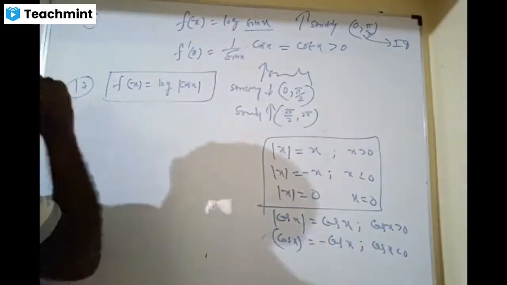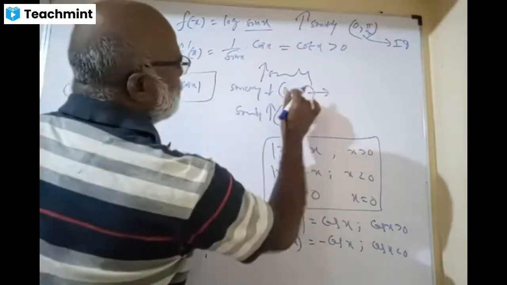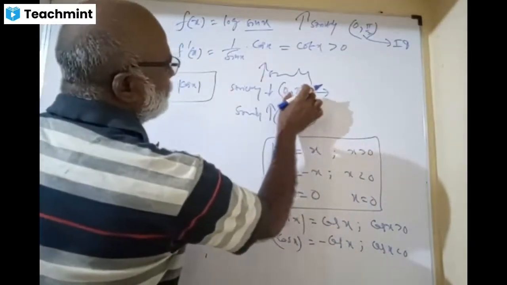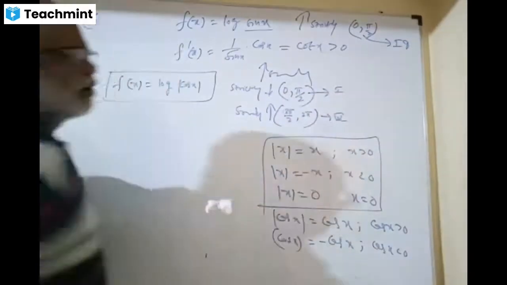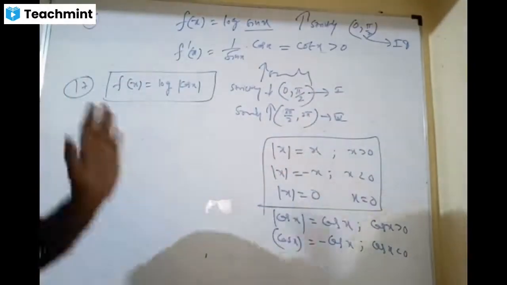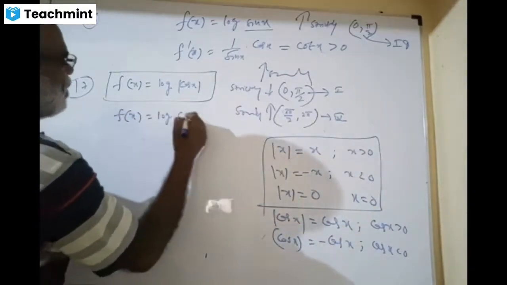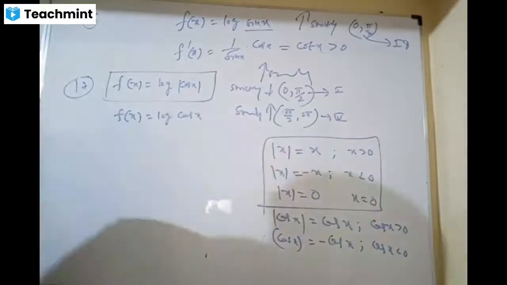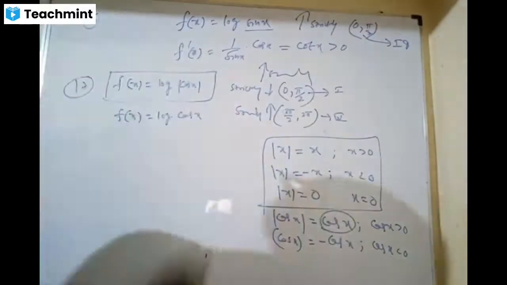Okay? Now, friends, when cos x is positive, here cos x is positive or not? 0 to pi by 2. Yes, sir. Fourth quadrant. This is fourth quadrant. In both the quadrants, it is positive. Therefore, f of x equal to log of cos x. Do you agree? Yes, sir. That's our same question now.